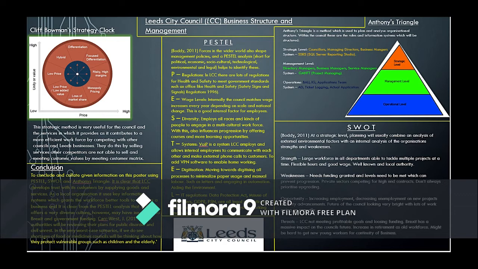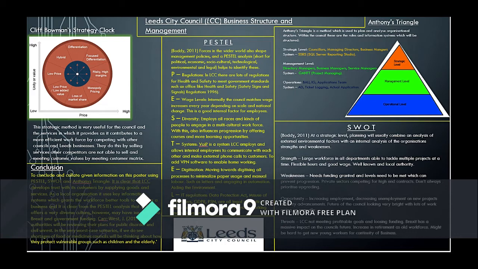To conclude and collate the information on this poster using PESTEL, SWOT and the ANSOFF triangle, it is clear that Leeds City Council develops trust with its customers by supplying goods and services, and as a local organisation it uses key information systems which give the workforce better tools to strive as a business. It is clear from the PESTEL analysis that Leeds City Council offers a very diverse culture, however may have issues due to Brexit and government funding.